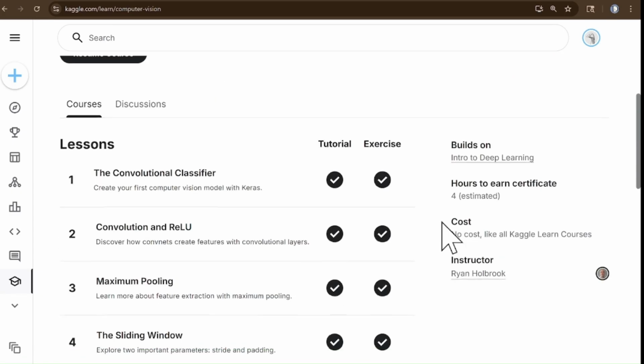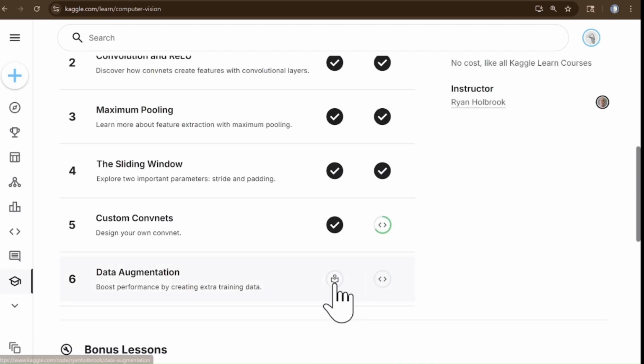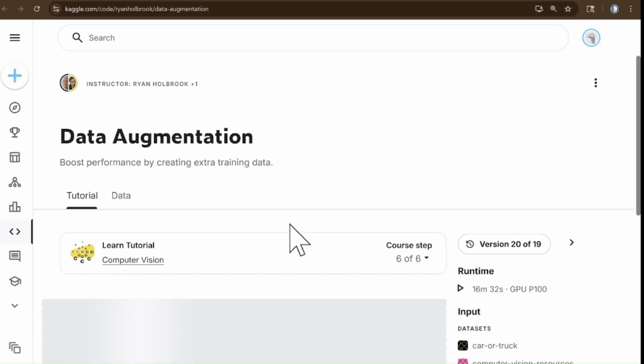Hi everyone, welcome back. So let's continue the last chapter of computer vision, that is data augmentation. First we will read the tutorial, then we will do the exercise.